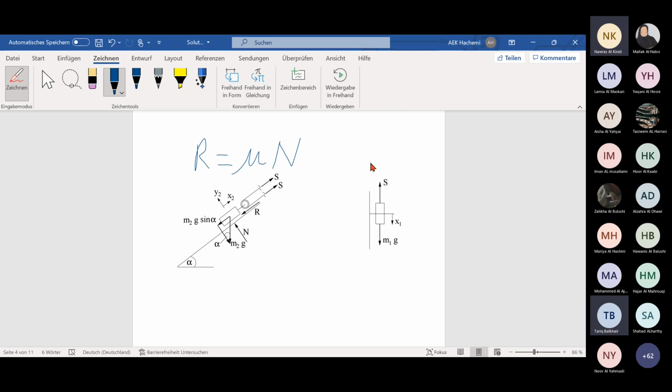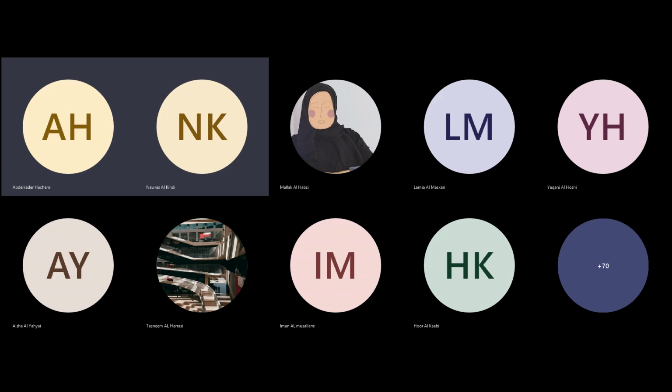For the mass M1, the same system. We use the local coordinate system. There is X1, there is no motion in the Y1 direction. And we have the external force, which is the weight, M1 multiplied by G, and here M2 multiplied by G, for the mass M2. Now, we make the equilibrium equation according to Newton.